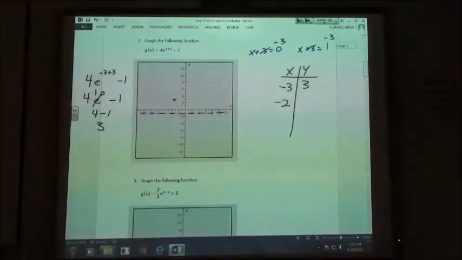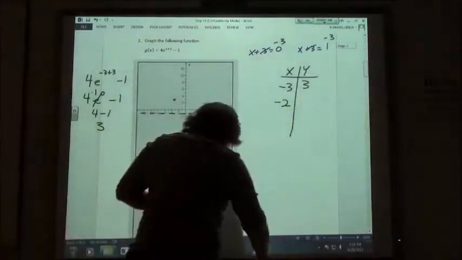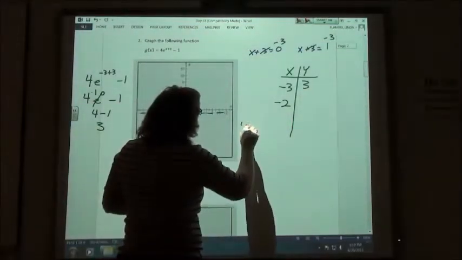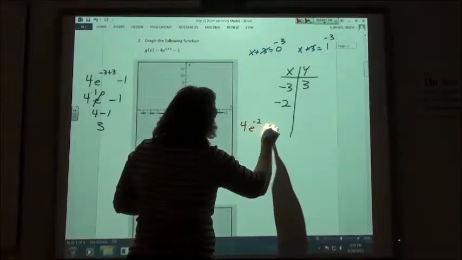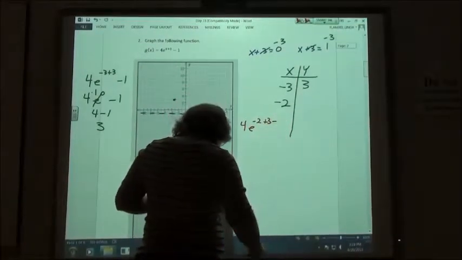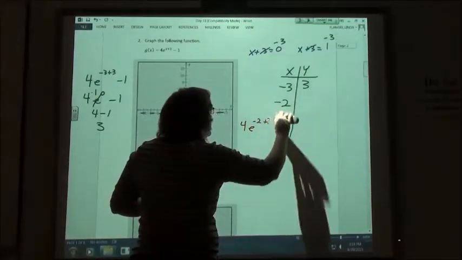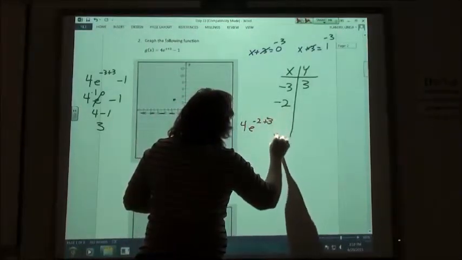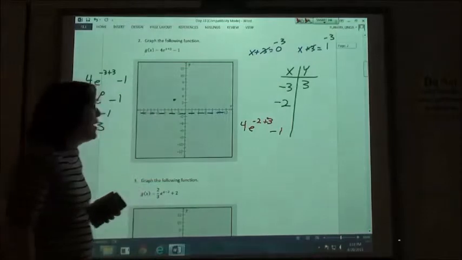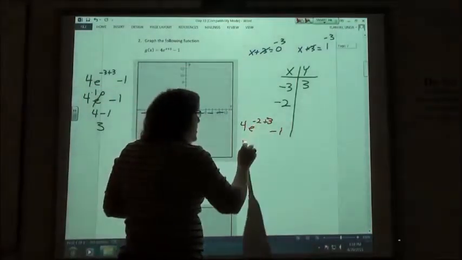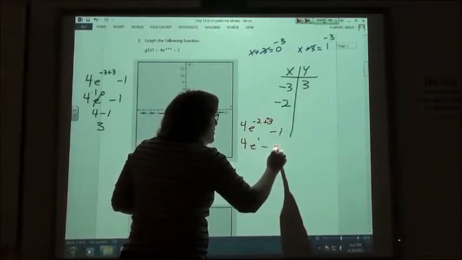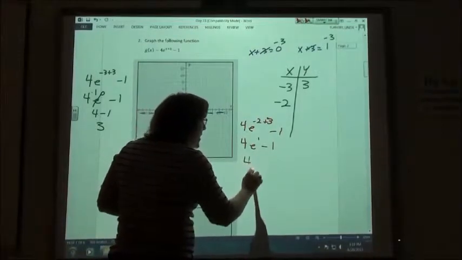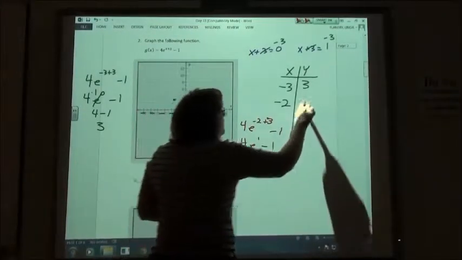Then I'm going to put the -2 in there. 4e to the -2 plus 3, minus 1. Better put my -1 down there. -2 plus 3 gives me 4e to the first minus 1, which you're going to put in as 4e minus 1 then.